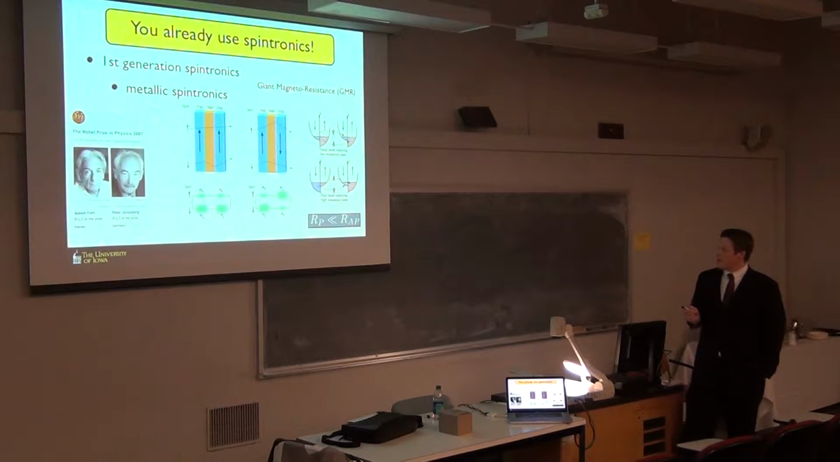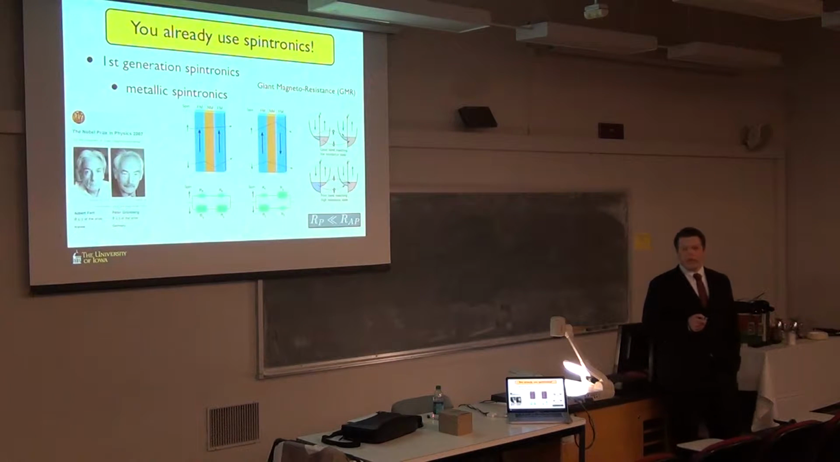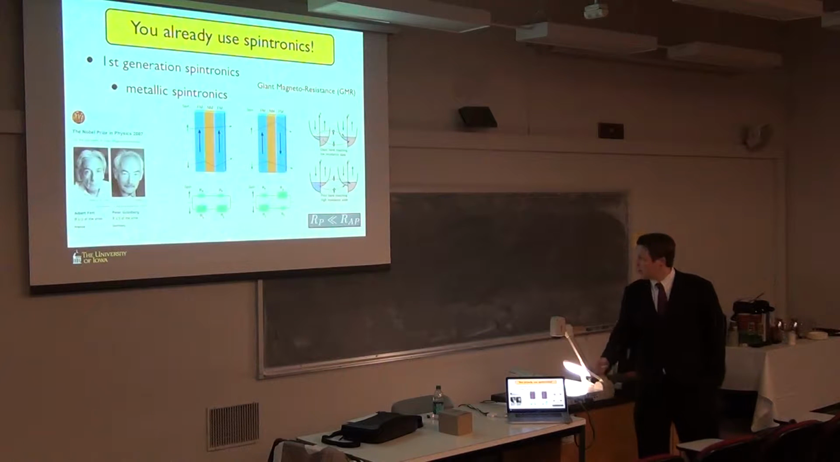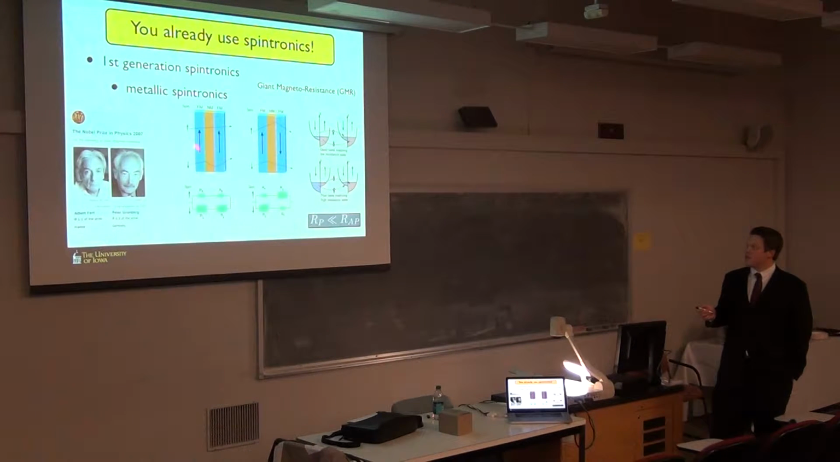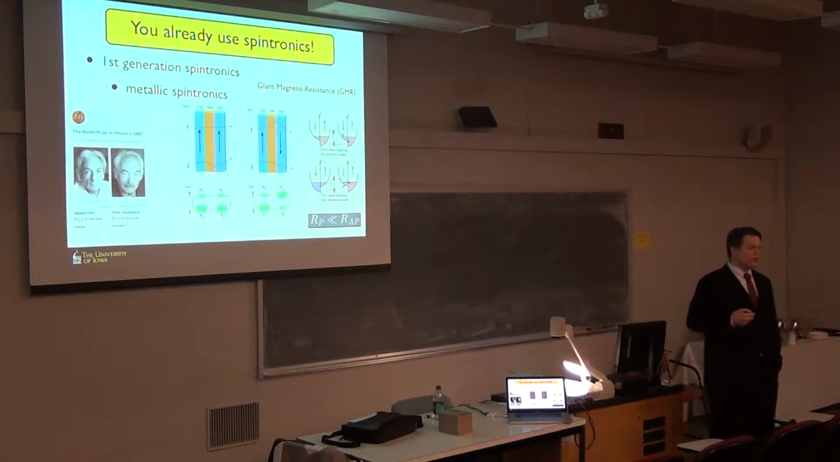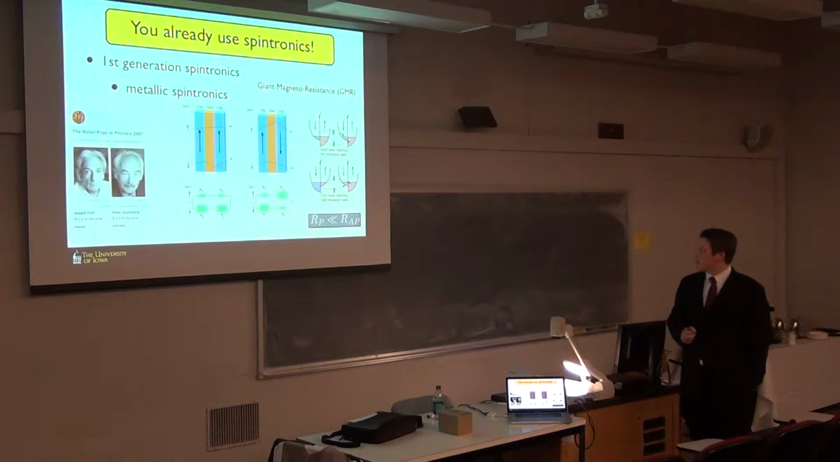So you can basically think about these as different spins having different resistances when they travel through this type of device. And of course, the way you change these orientations of the ferromagnet is through magnetic fields. So that's why it's a magnetoresistance effect.